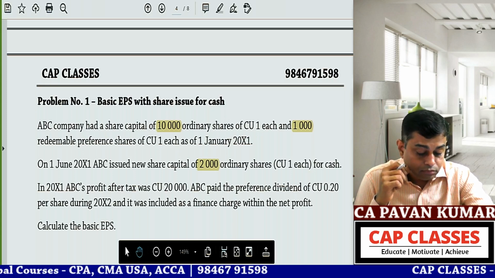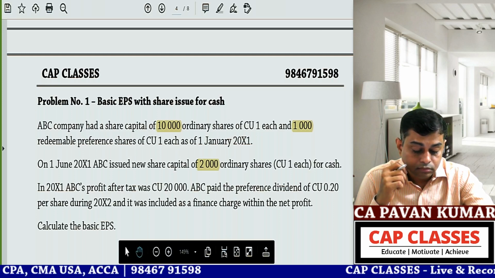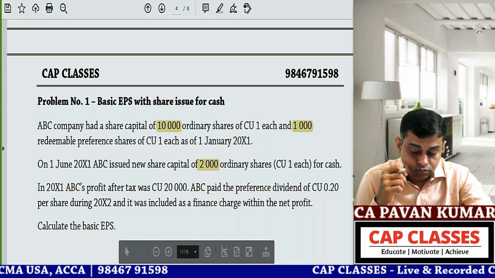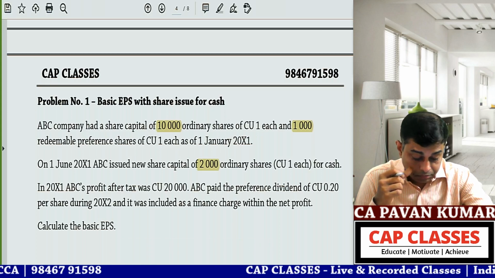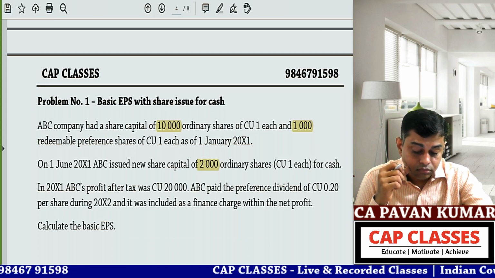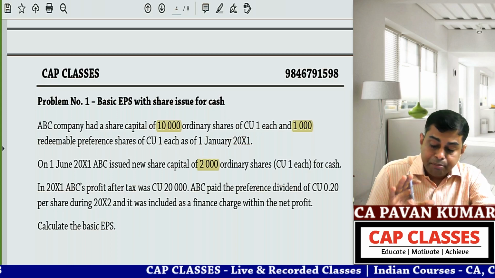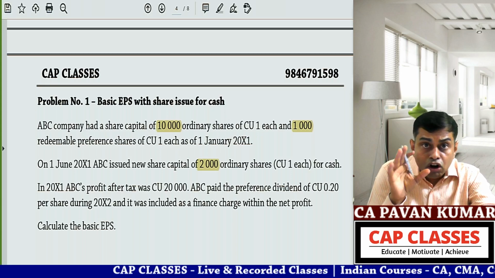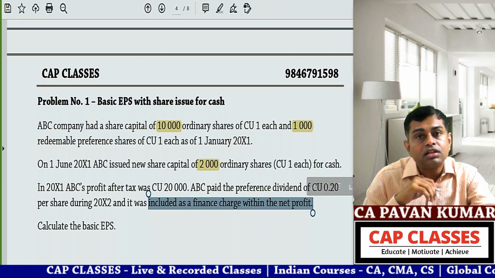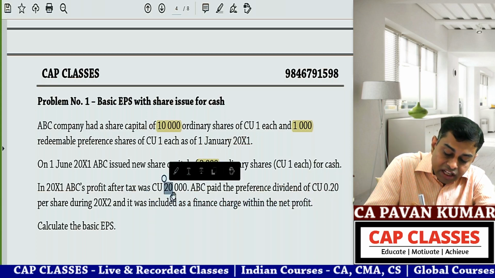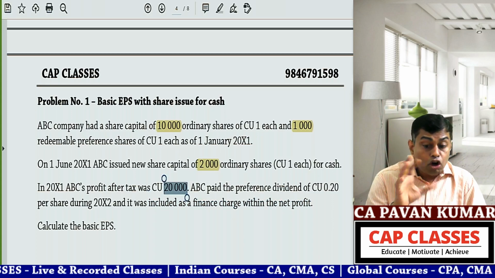Okay, next. In 2001, ABC's profit after tax was CU 20,000. ABC paid the preference dividend of CU 0.20 per share during 2002, and it was included as a finance charge within the net profit. So what is the meaning? They are saying they paid preference dividend at $0.20, but that is already included as finance cost. That means this 20,000 is after dividend. So you will not do any adjustment.